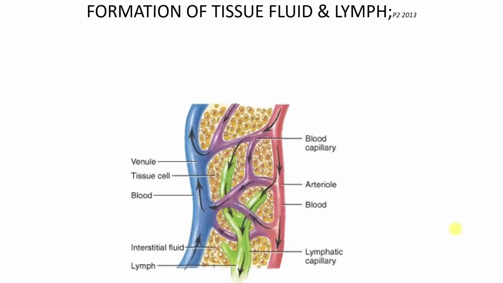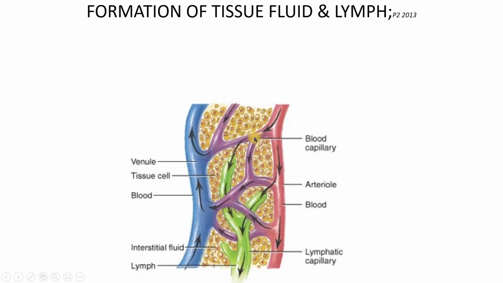Today we are going to continue our lesson on the formation of tissue fluid and lymph, right? I'm sure all of you are very familiar with this diagram, which shows how the arterial end of arteries is connected with the venule end of the vein by the blood capillary. Between this arterial end and venule end, you can see there are many body cells, and between these body cells, there are empty spaces, which are filled with interstitial fluid or tissue fluid.